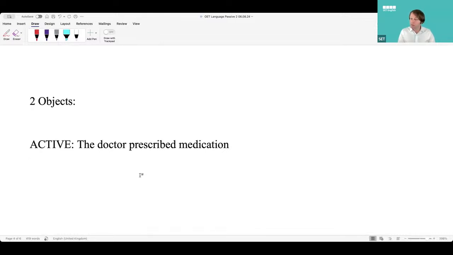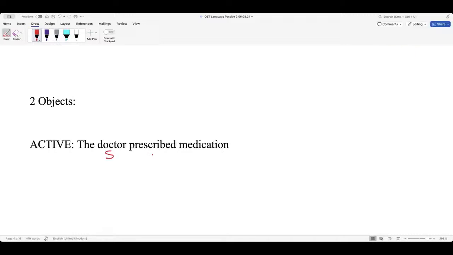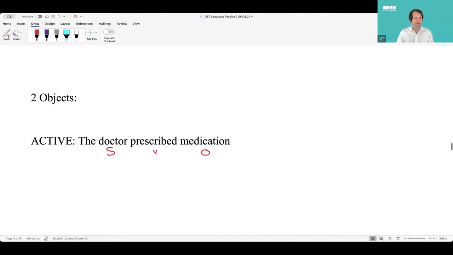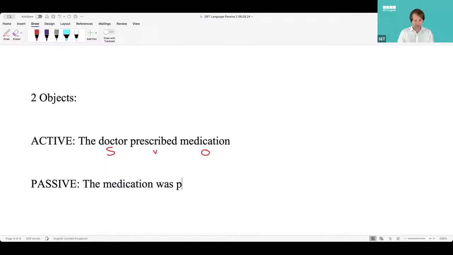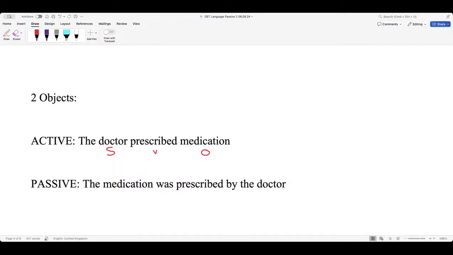So for example, Jello, are you there? Angela? Akua? So where's the subject? The doctor. Where's the verb? Prescribed. And the object? Medication. Can you make me a passive? The medication was prescribed by the doctor. Is this correct, guys? Everyone? Yes.